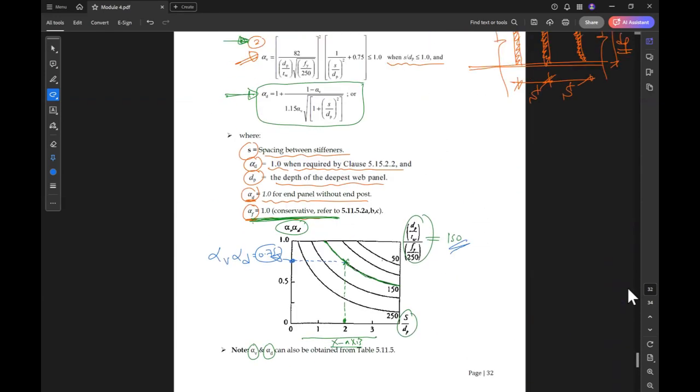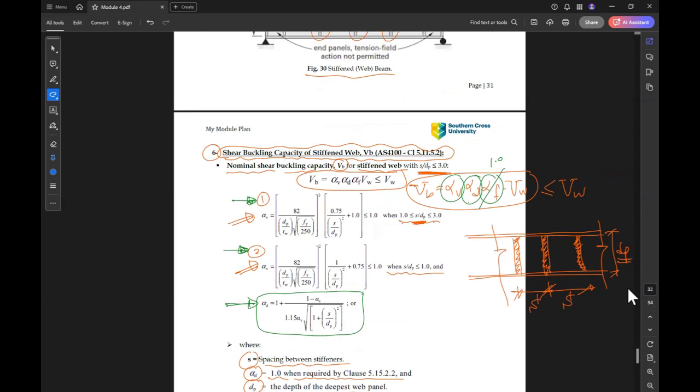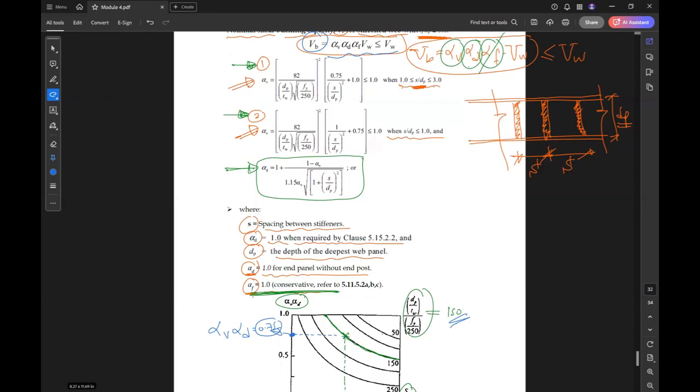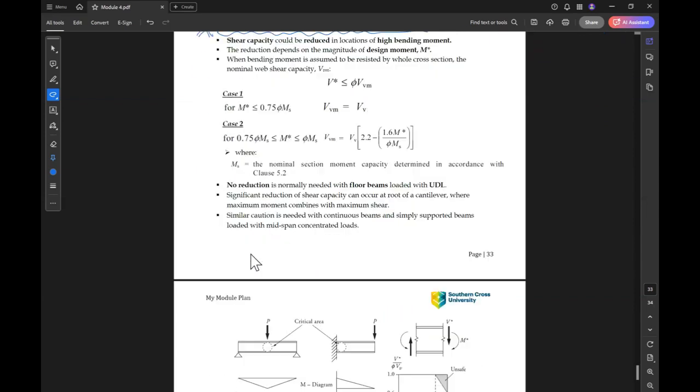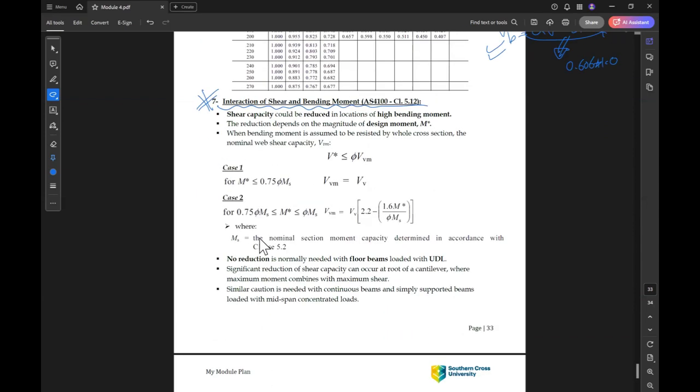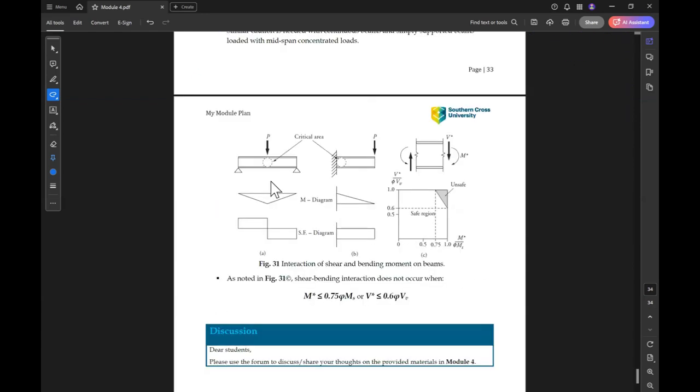Okay, do you have any question for the shear VB for a stiffened web? We can just ignore this part for the combination. You can have a read of this one, but we don't use it in this course. So this is the interaction between shear and bending moment. You can use this formula to check for these two cases. You can have a read on that.